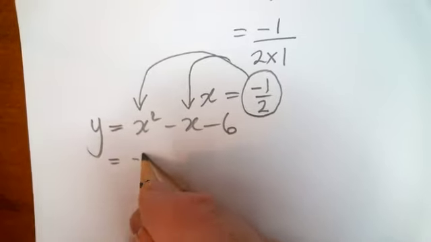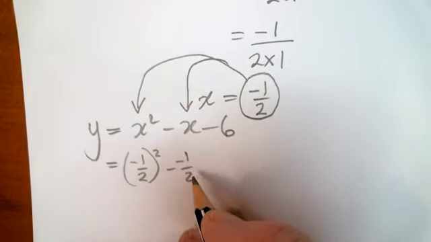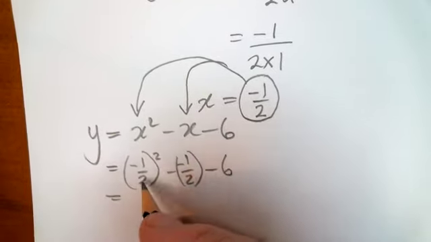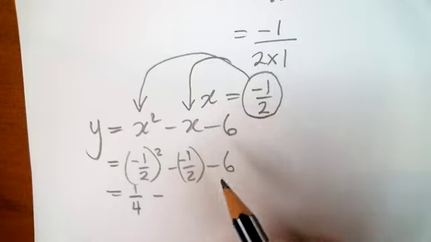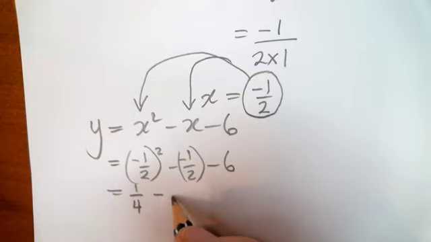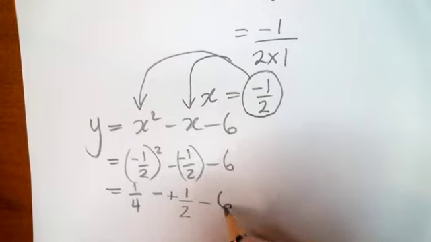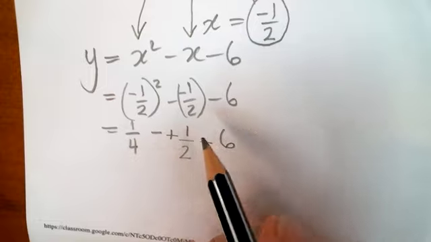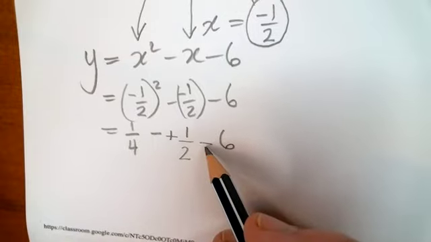So I've got negative 1/2, or negative 0.5. I'm going to square it, plus negative 1/2. There it is. Minus 6. Well, negative 1/2 squared is negative 1/2 times negative 1/2, which is positive 1/4. And we've got, what have we got here? This is negative 1/2. And we've got a minus 6. So I've got a quarter, minus a half, minus 6.